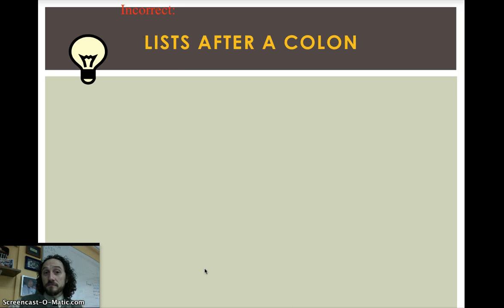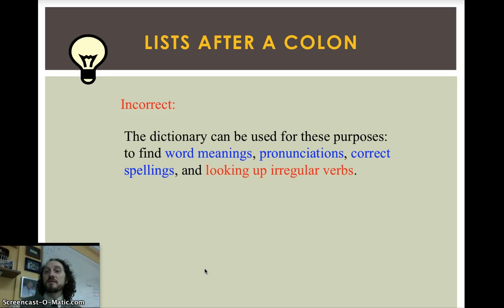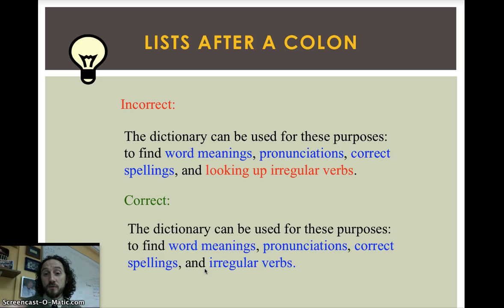Lists after a colon. Incorrect: The dictionary can be used for these purposes: to find word meanings, pronunciations, correct spellings, and looking up irregular verbs. Why don't we just say to find word meanings, pronunciations, correct spellings, and irregular verbs right after that. Keep it simple.